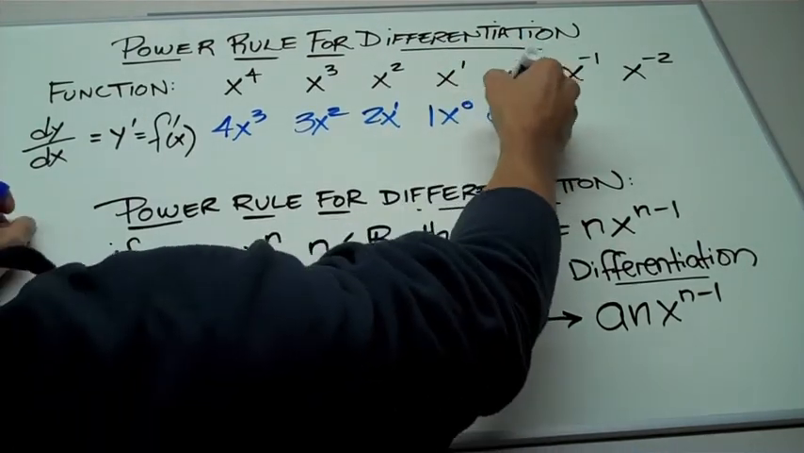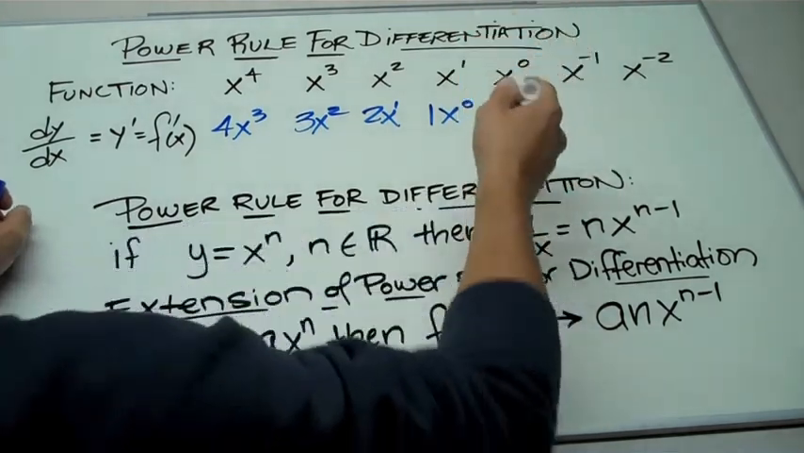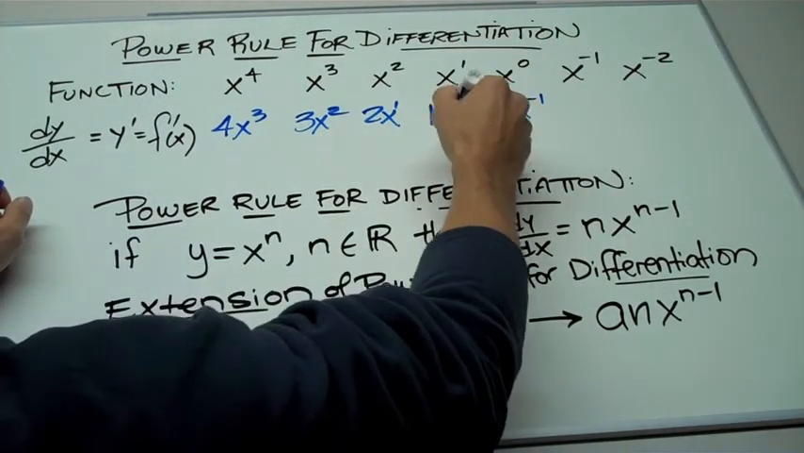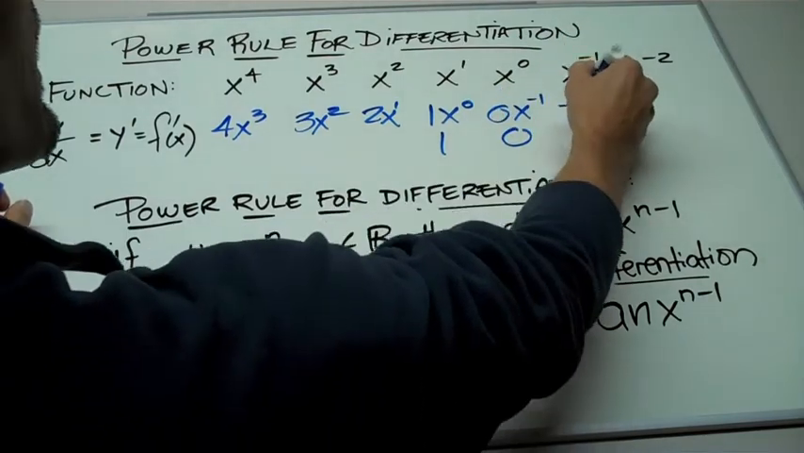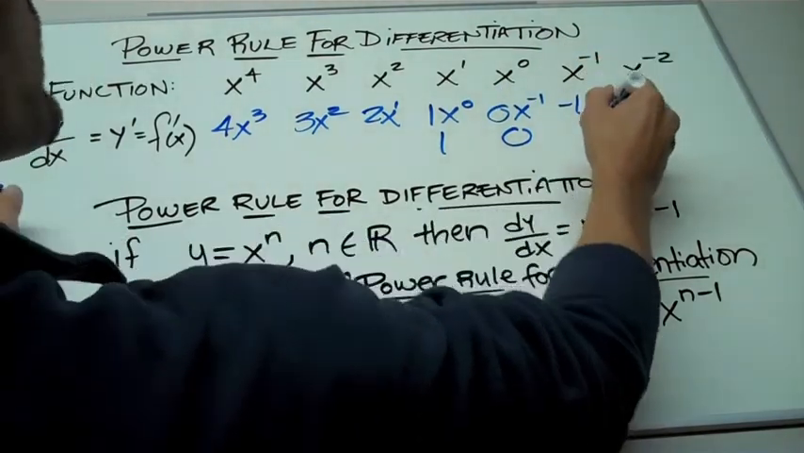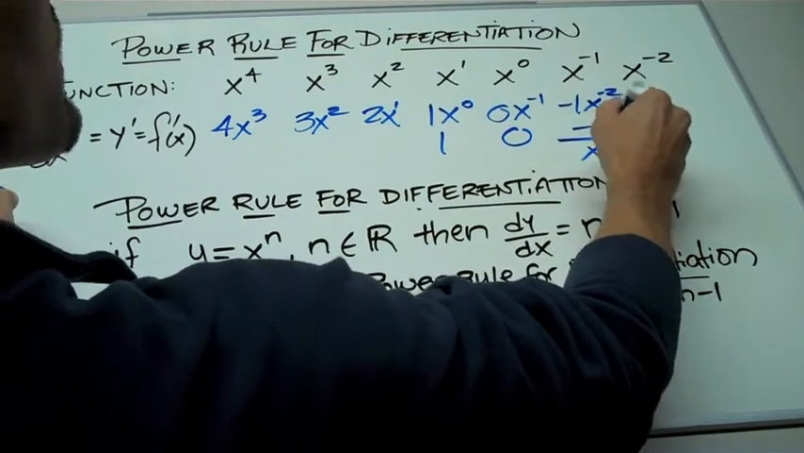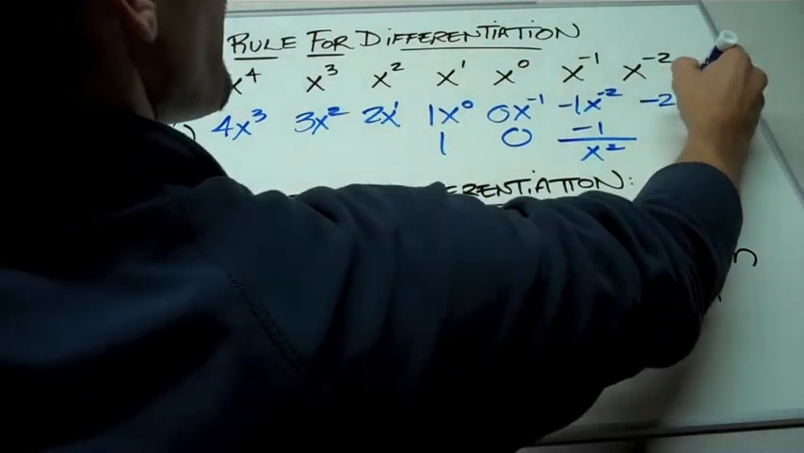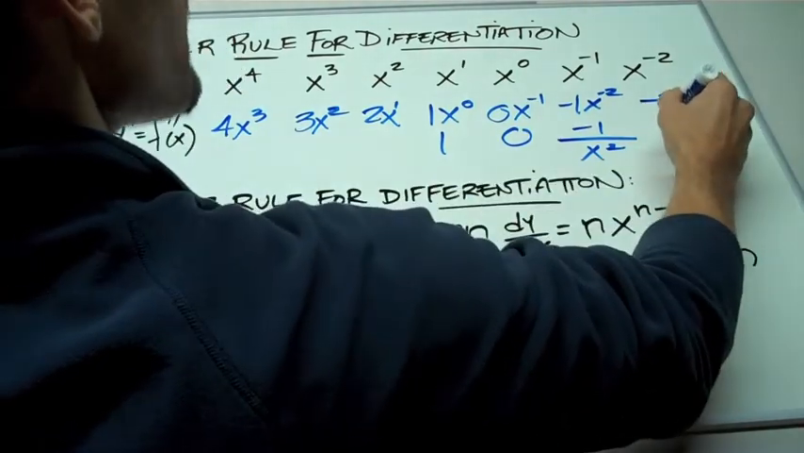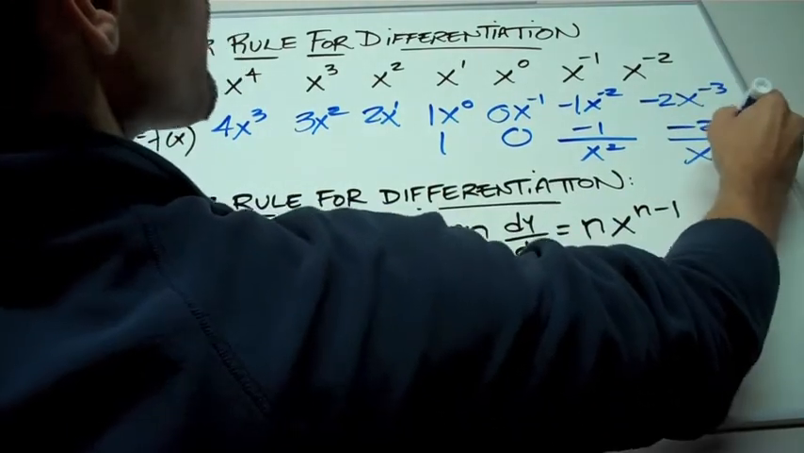For x to the 0, we get 0x to the negative 1, which is, this 1x to the 0 just goes to 1, and 0 times anything is 0. For this, we get negative 1x to the negative 2, which of course is negative 1 over x squared. And for x to the negative 2 power, we get negative 2x to the negative 3, which of course is negative 2 over x to the third.